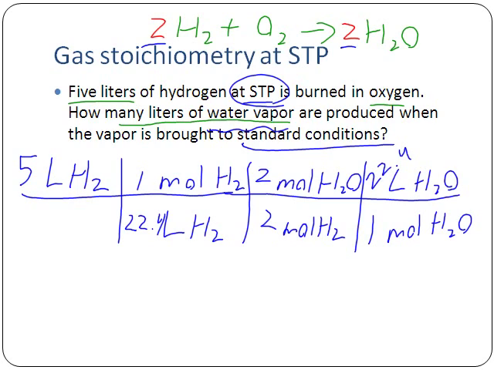And so sure enough, as we've talked about before, our units are going to cancel. Liters of hydrogen cancel liters of hydrogen. Moles hydrogen cancel moles hydrogen. Moles water vapor cancel moles water. And that leaves us only with liters of hydrogen left over.